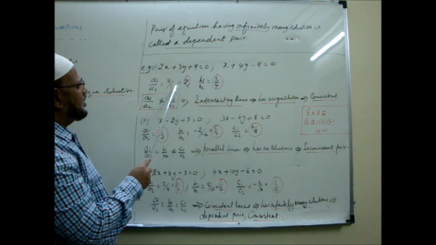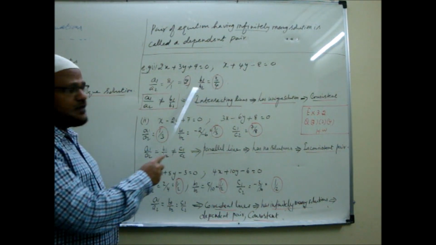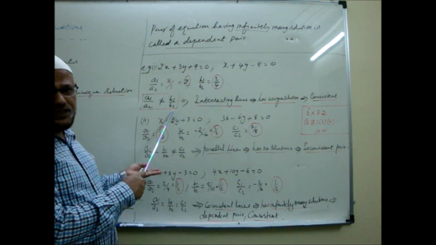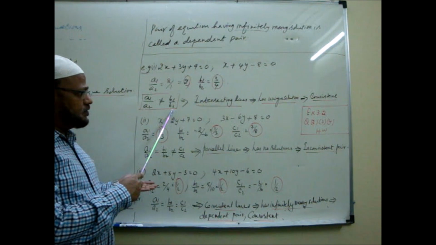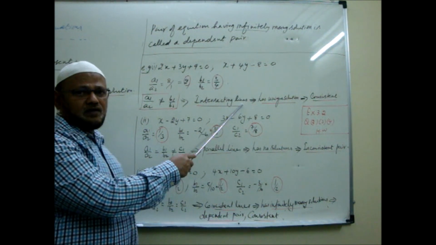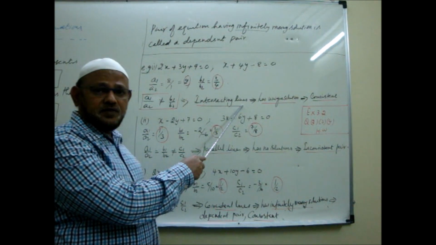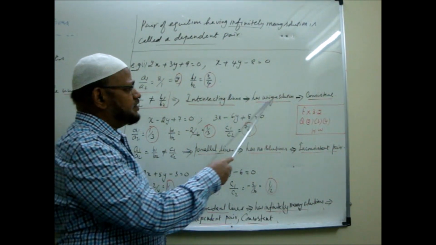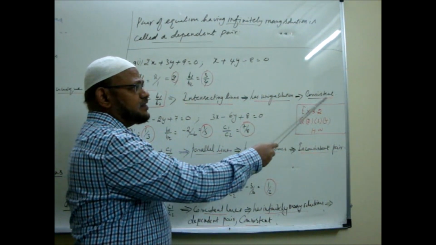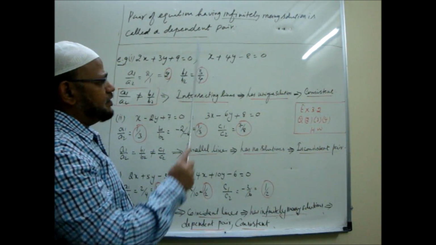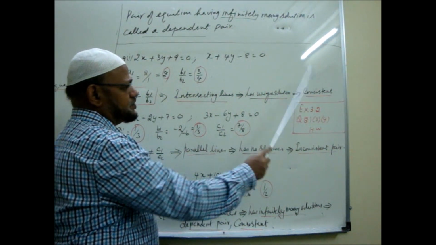See here, these two are not equal. So a1 by a2 is not equal to b1 by b2. I don't want to check the c1 by c2 in this case. So what will I write immediately? It is a pair of intersecting lines. So how many solutions? Only one. The point of intersection gives a unique solution and is consistent. Whatever way they ask you: intersecting lines, unique solution, consistent.